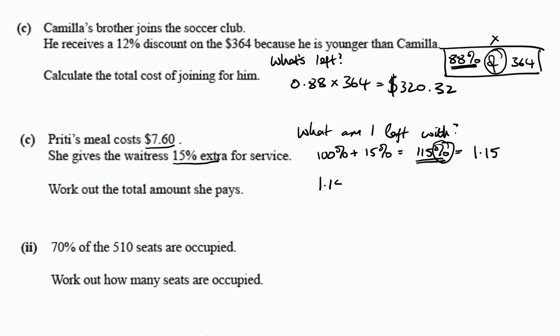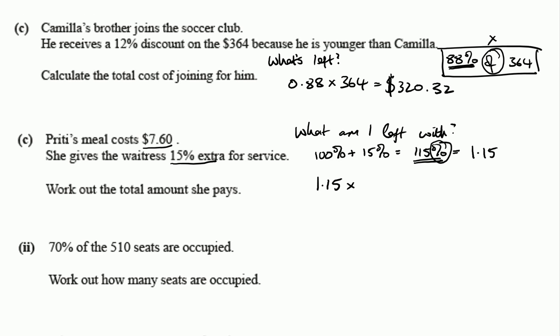So 115%, 1.15 of means times $7.60 will give us the total amount that she pays. It might seem strange to talk about 115%. In fact, you may have even been told that you can't have more than 100%. But what we're doing here is saying, in comparison to what I started with, I have more. If I started with 100%, I must have more than 100% at the end of the process. It's a bit of a strange way to look at it, but it's very efficient.